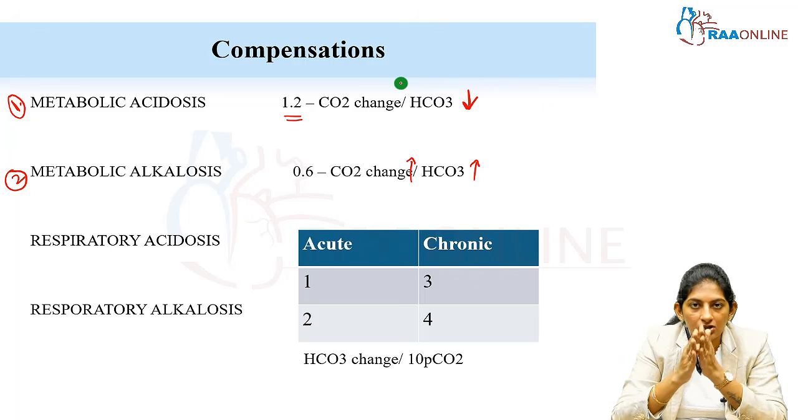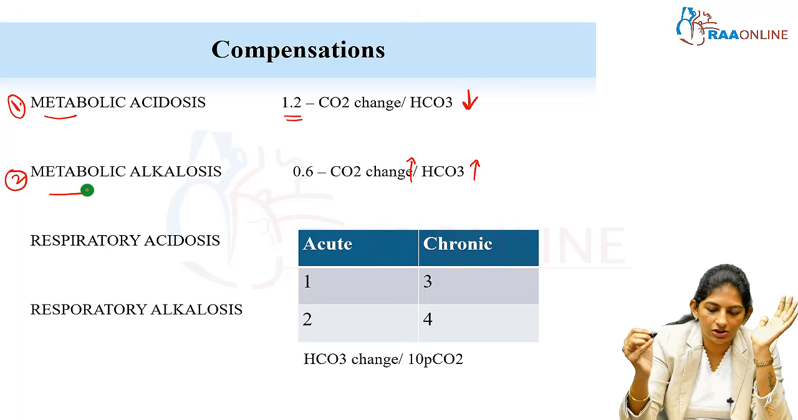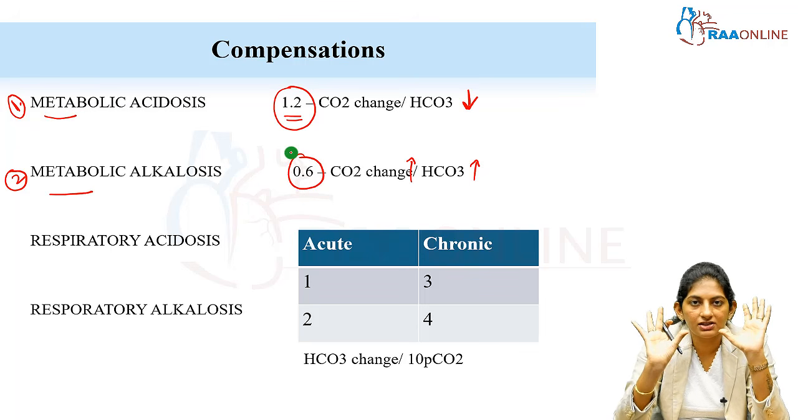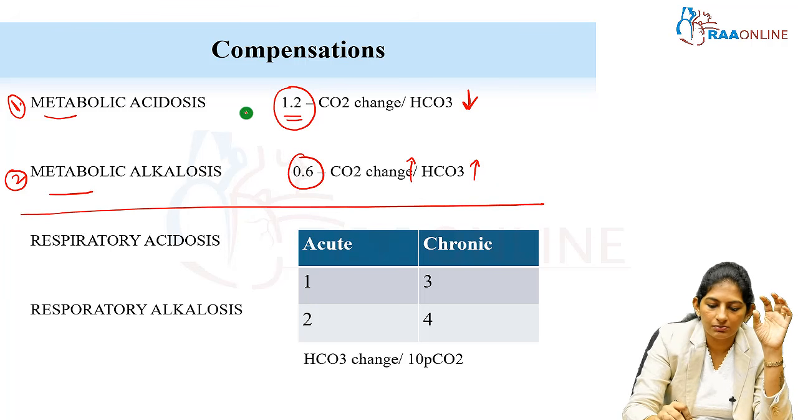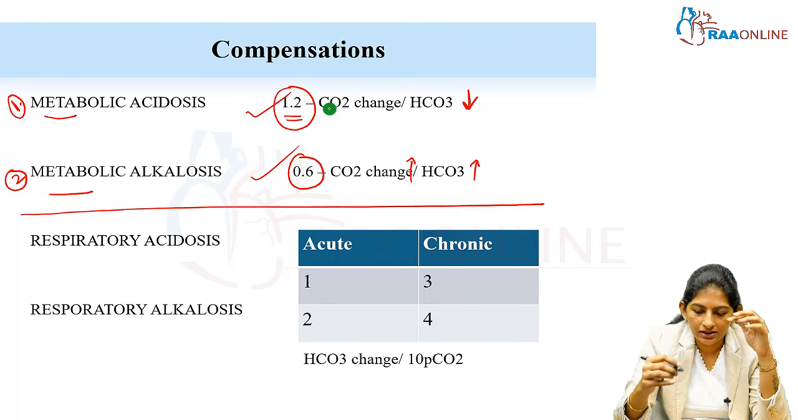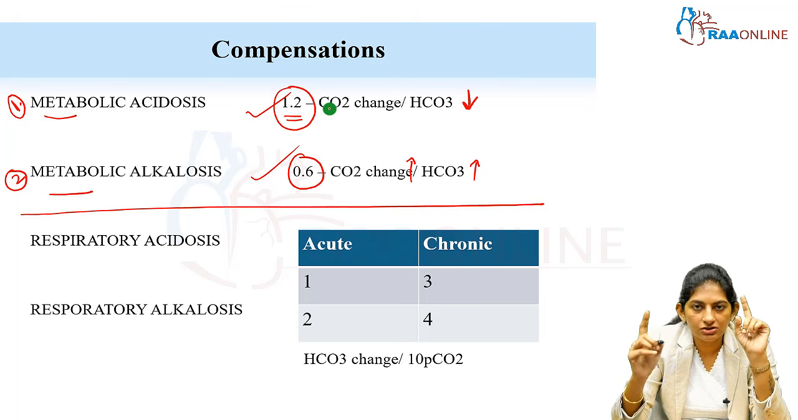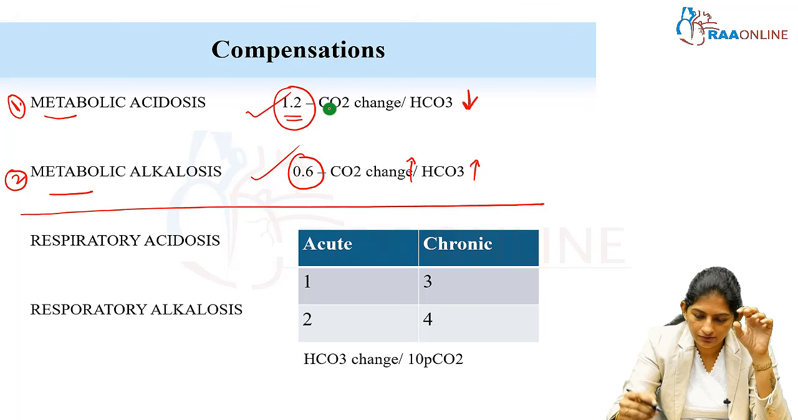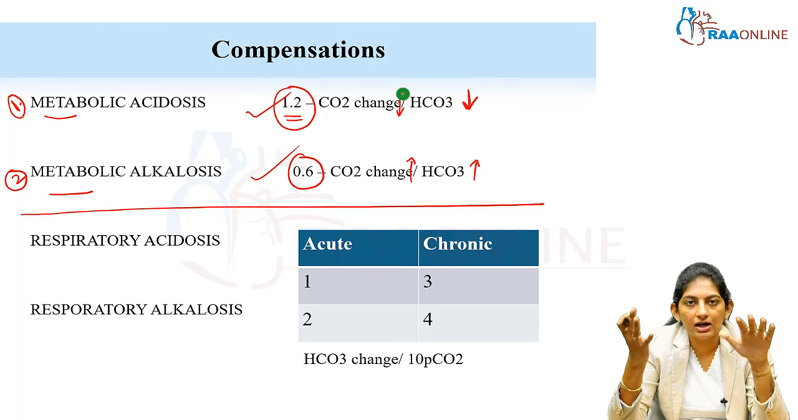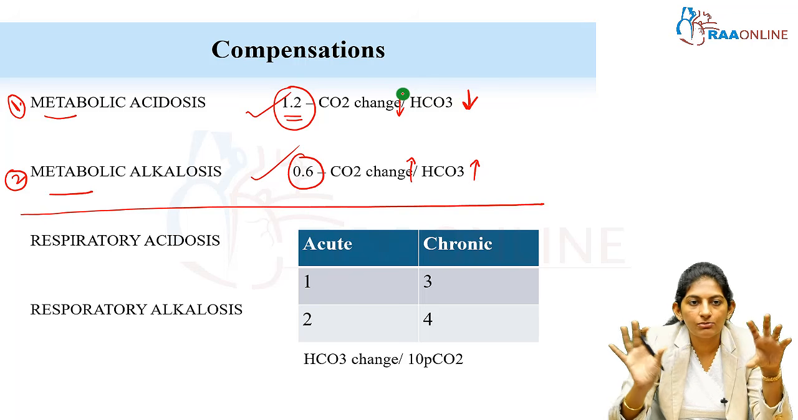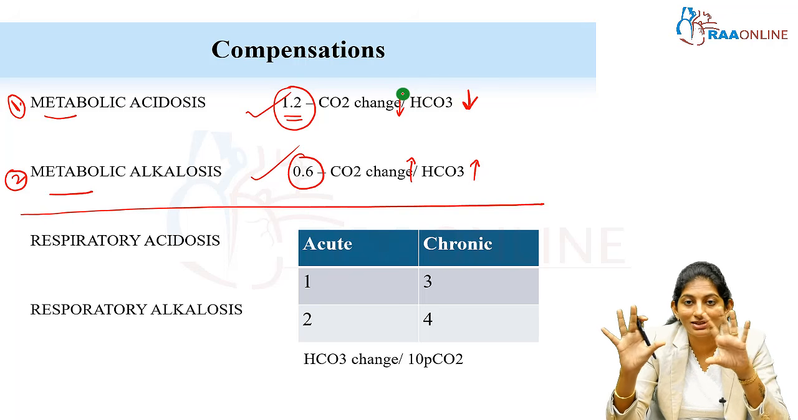It is very easy for metabolic. See, this is metabolic acidosis, metabolic alkalosis. Look at the numbers here, 1.2 and 0.6. Okay. So, just remember these two numbers, it is fine. For metabolic acidosis and metabolic alkalosis, just remember these two numbers, 1.2 and 0.6. Okay. So, here the beauty again is, for metabolic acidosis, what happens? I told you, bicarbonate will fall, carbon dioxide will fall. So, the bicarbonate and carbon dioxide move in the same direction. Understood? So, for a metabolic condition, the compensation is easy.